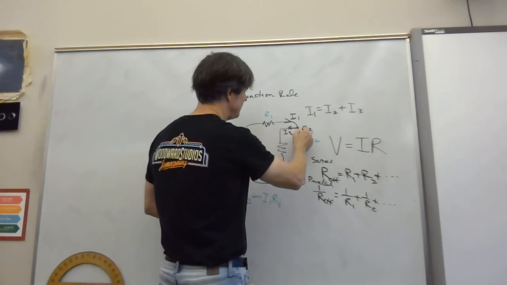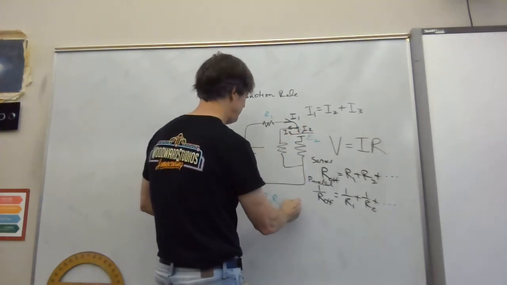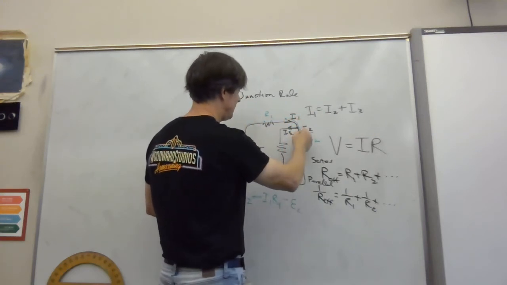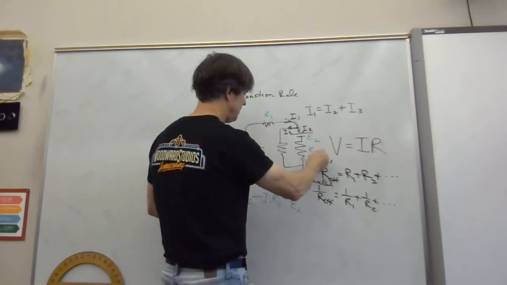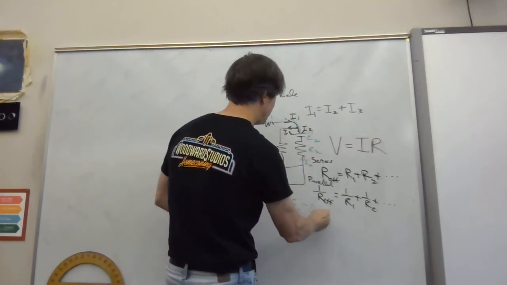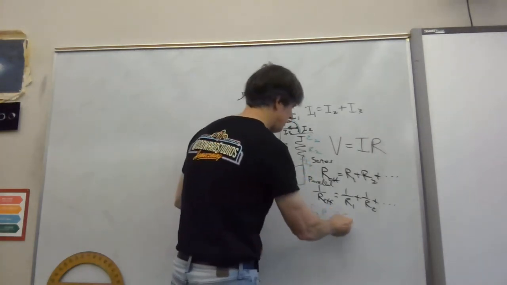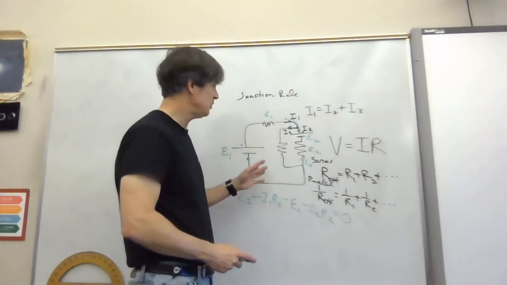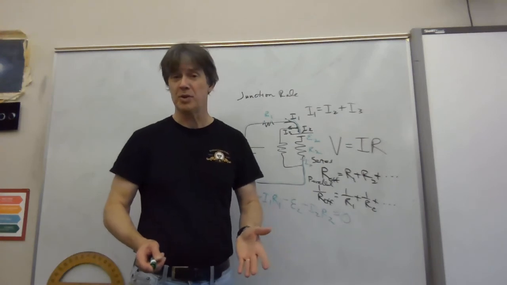Then if I get to this place, I go down E2, if this is the route I choose. I call this I2 and this R2. I go down I2 R2. And now I'm back down at this level, so from here on it equals 0. That's an example of the loop rule. The idea is you write the loop rule for different ways of running the course.